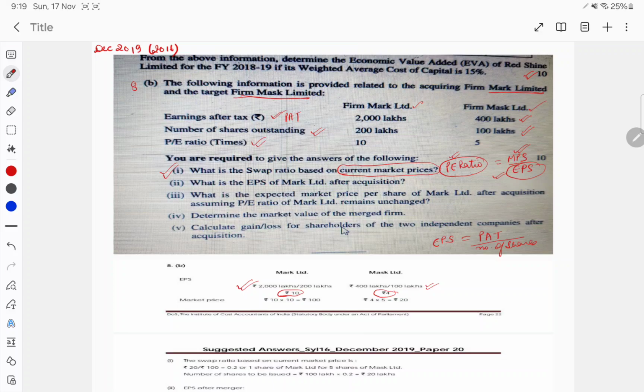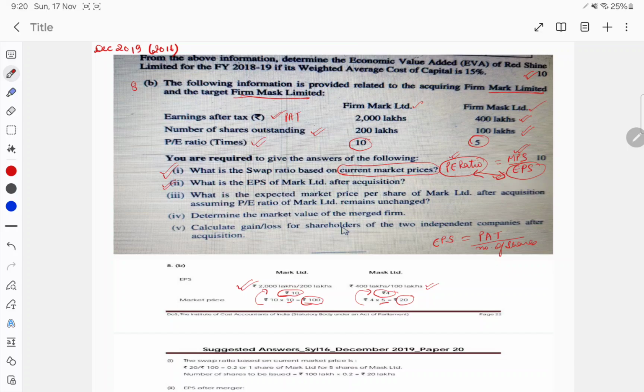Now to calculate market price per share, we multiply the PE ratio with the EPS. The PE ratio for the first one, Mark Limited, is 10, and the EPS you have calculated above, so the market price per share will be rupees 100. For the second one, Mask Limited, the PE ratio is 5 and the EPS you have calculated above, so the market price comes to rupees 20. Okay, done with the first part.